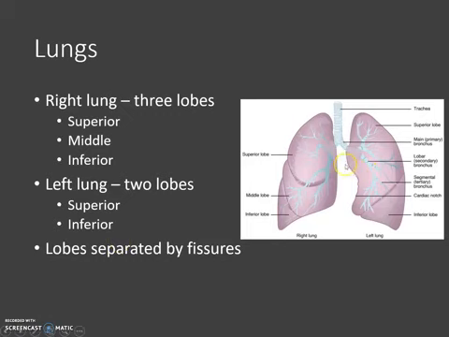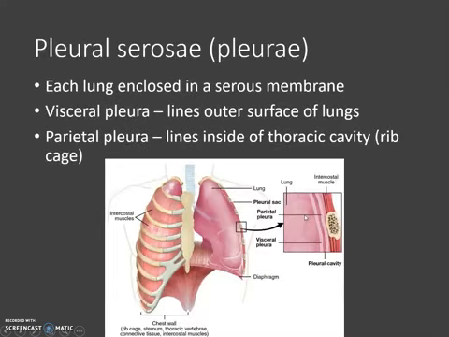You can actually see here that there's this area called the cardiac notch because that's where the heart sits right in between the lungs. Now, in between the lobes of the lungs, we have these kind of ravines, if you will, or separations called fissures. Each lung is enclosed in a serous membrane called a pleural membrane, or just the pleura.